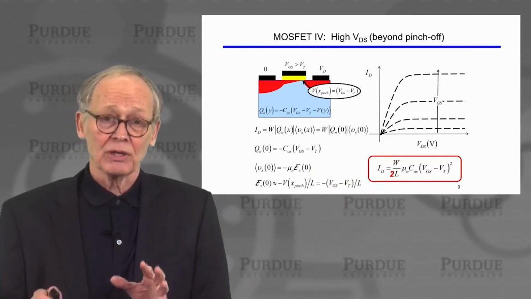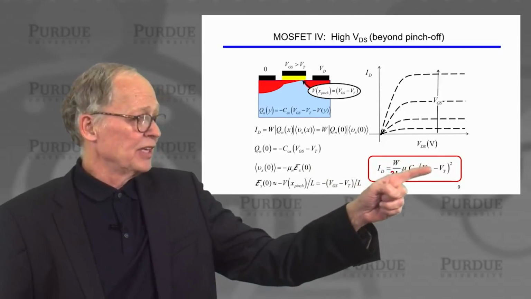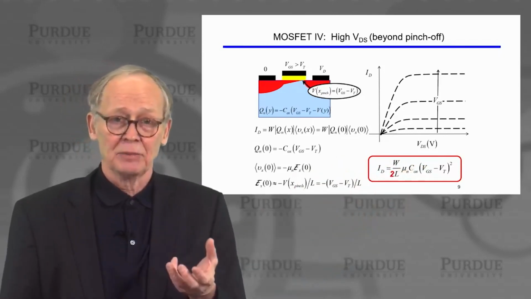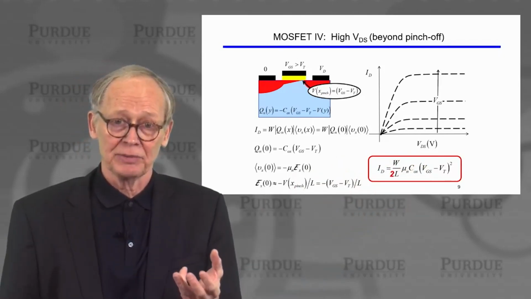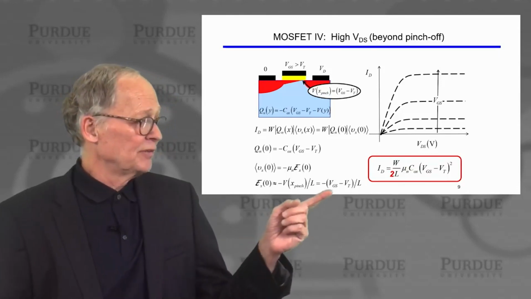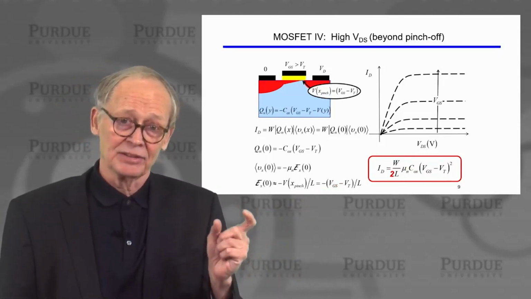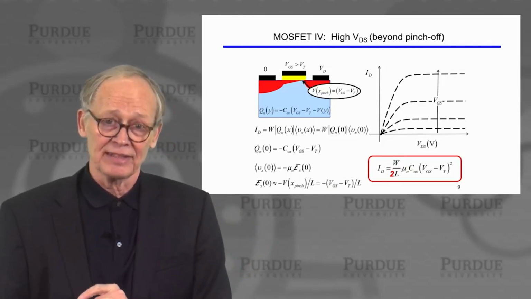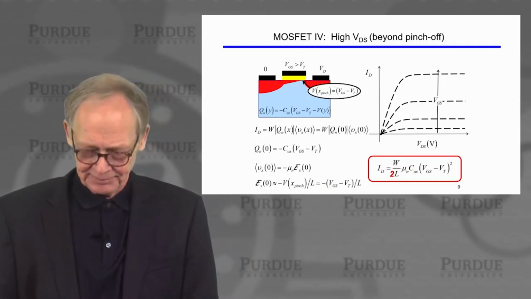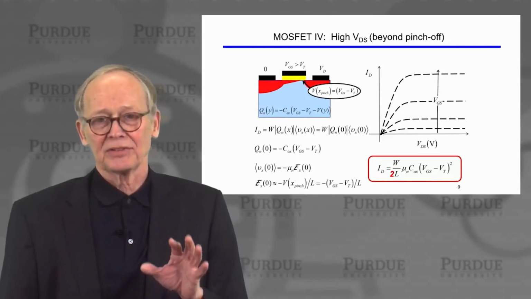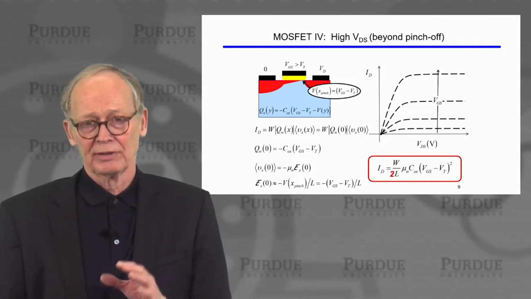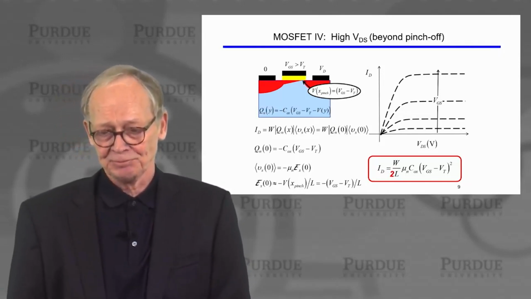So this is a square law device. We have a VGS minus VT that comes from the charge, which goes as VGS minus VT. And we have a VGS minus VT that comes because the voltage at the end of the channel is VGS minus VT, and that comes into the electric field. So this predicts that the current will go as the square of VGS minus VT.